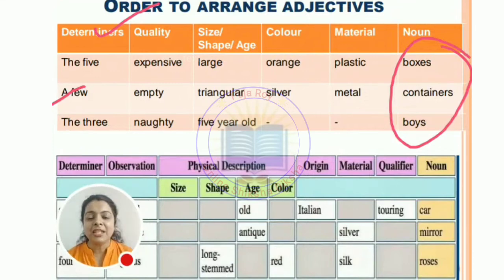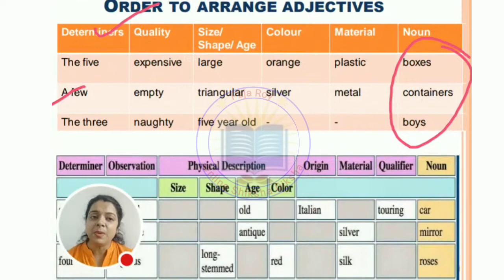First will be determiners, a few. Then will be the quality, the empty one. Then will be the size or shape or age. We have the shape given here, triangular. So we have used triangular. Then the color. What is the color? We find it is silver.